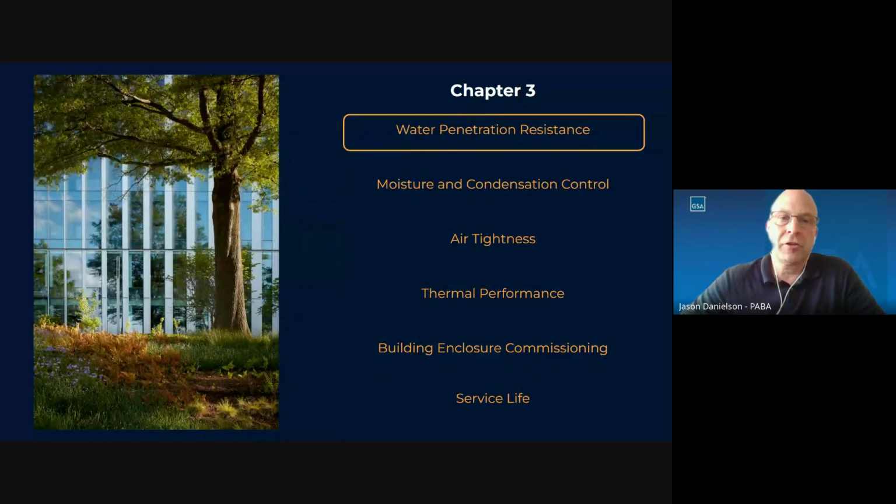I have this set up right now. Chapter 3 is broken up into really about six different sections, and within that there's supporting material for each of these. I'll start off with table 3.1, which is at the front end of chapter 3, and then there are narratives further in chapter 3. Everything related to, for instance, this first one, water penetration resistance, will be covered in that section.